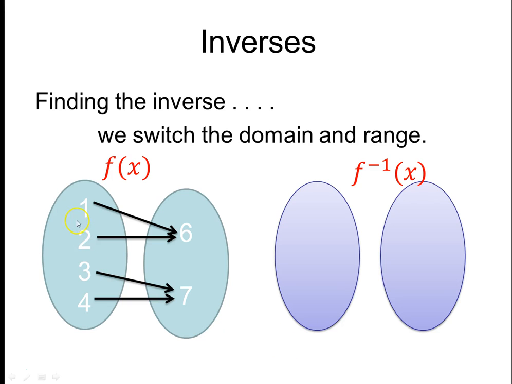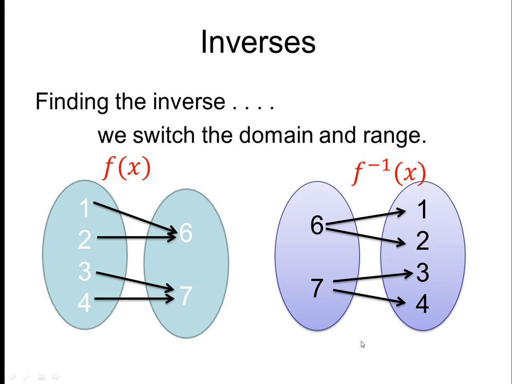Let's try another one. Here's our function. 1, 2, 3, 4, 6, and 7. If we want to find the inverse, what goes in the first circle? Well, the first circle is going to be 6 and 7. The second circle, 1, 2, 3, and 4, because we switch domain and range. Let's put our relationships back. 1 and 6 were a relationship. 6 and 2 were a relationship. 7 and 3, 7 and 4.